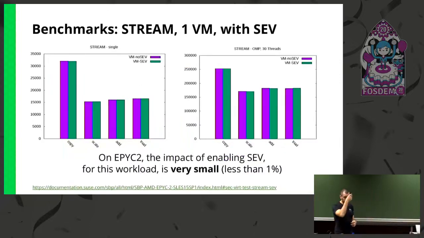Now, I mentioned secure encrypted virtualization. I said that the memory of the VM is encrypted. What's the overhead that comes with that? As a matter of fact, at least for this benchmark, it is very, very low. On paper, you find that it always stays within 3%. In these cases, at least as far as I can measure, it stayed within 1%.